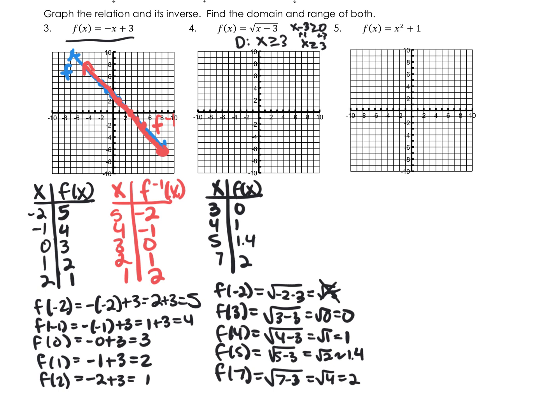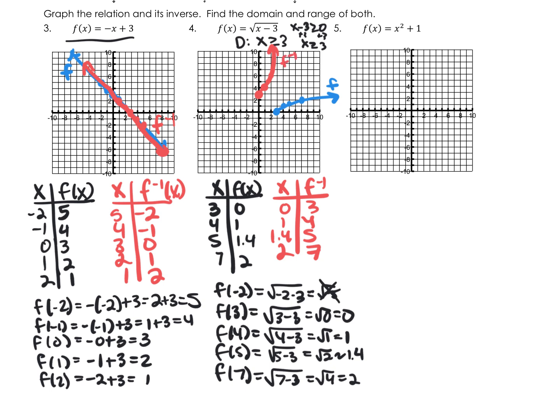So we'll go ahead and graph that for f. So 3, 0, 4, 1, 5, 1.4, and 7, 2. So this graph is going to look like this. This is f. And so then for the inverse, we'll switch the x and y's. 0, 3, 1, 4, 1.4, 5, and 2, 7. And then we'll graph these, 0, 3, 1, 4, 1.4, 5, and 2, 7.